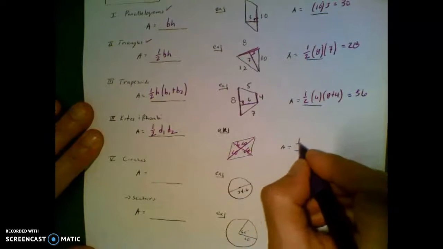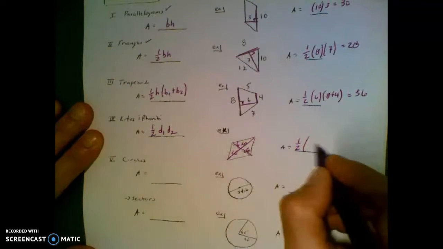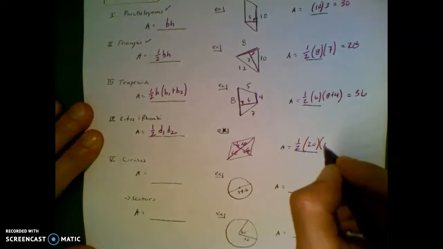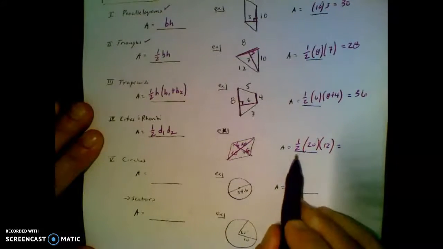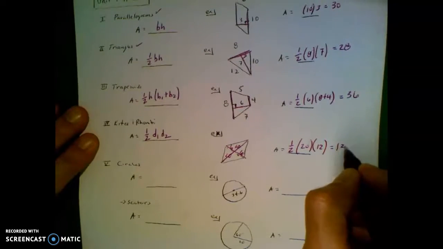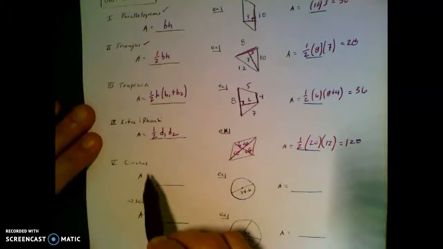So if I use the formula here, it'd be 1/2. The one diagonal, the long one, is 10 plus 10 or 20. The other diagonal is 6 plus 6 or 12. So on that one, this would be what? Half of 20 is 10, so it's 120 square units. So next we'll look at circles.